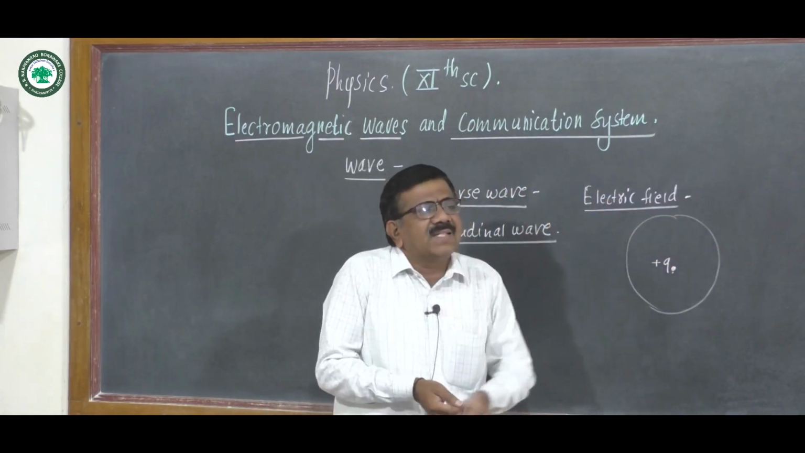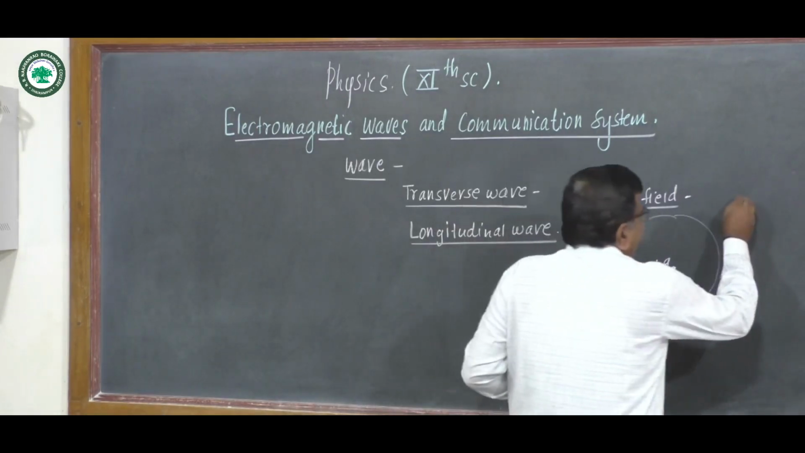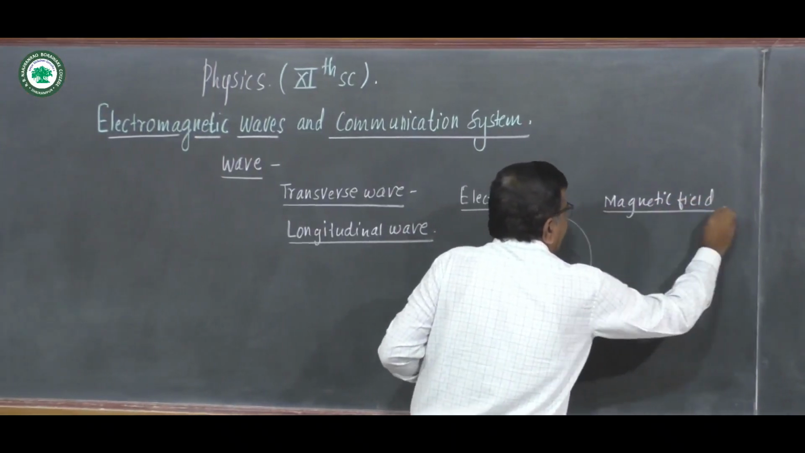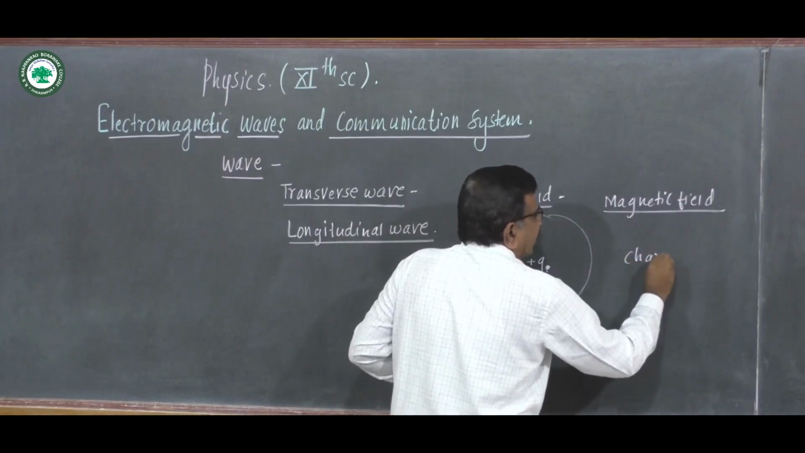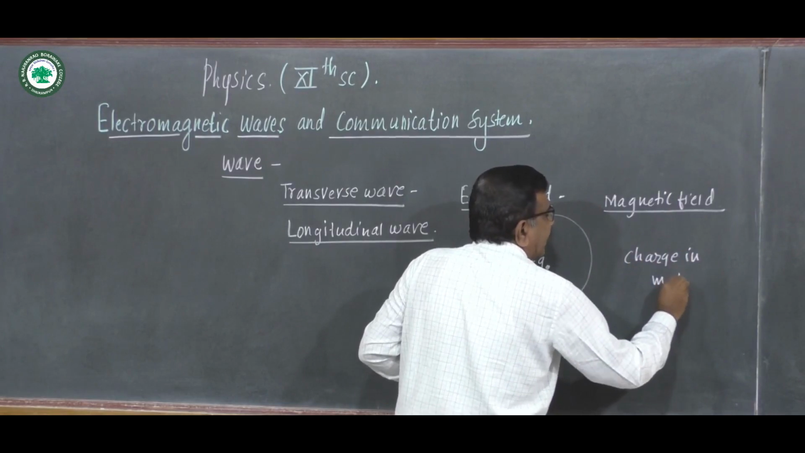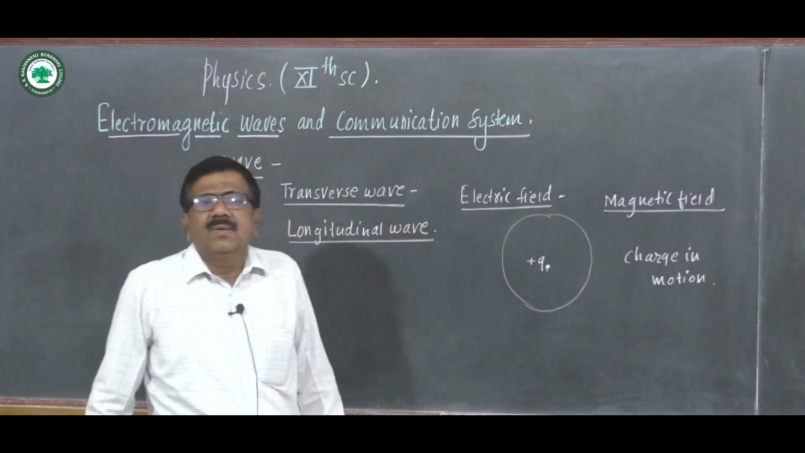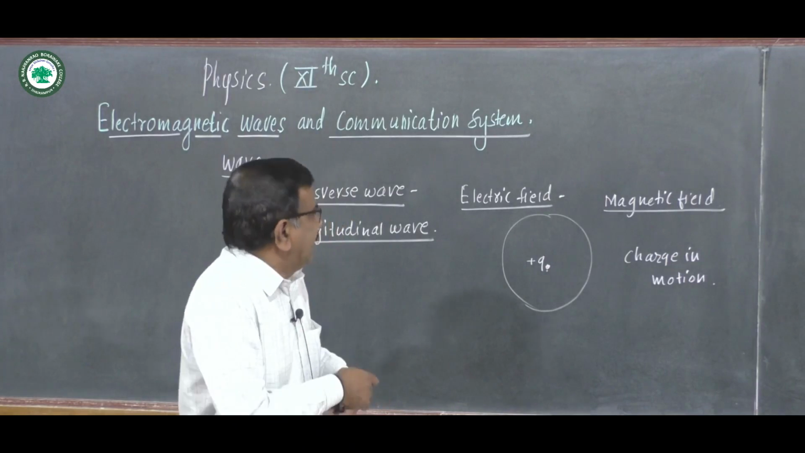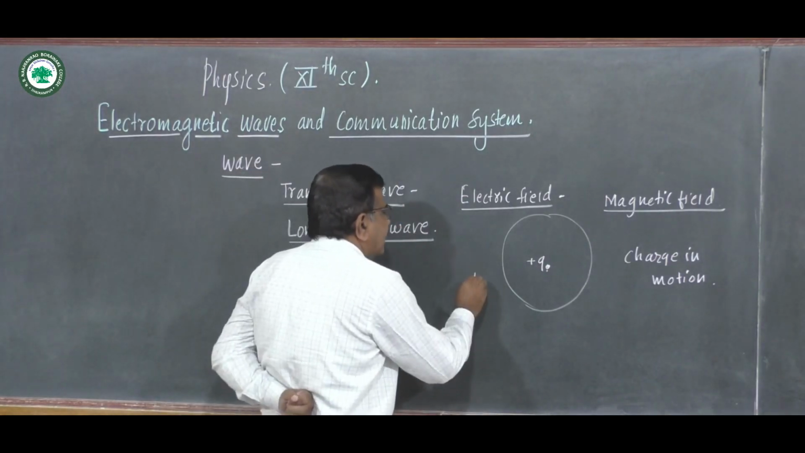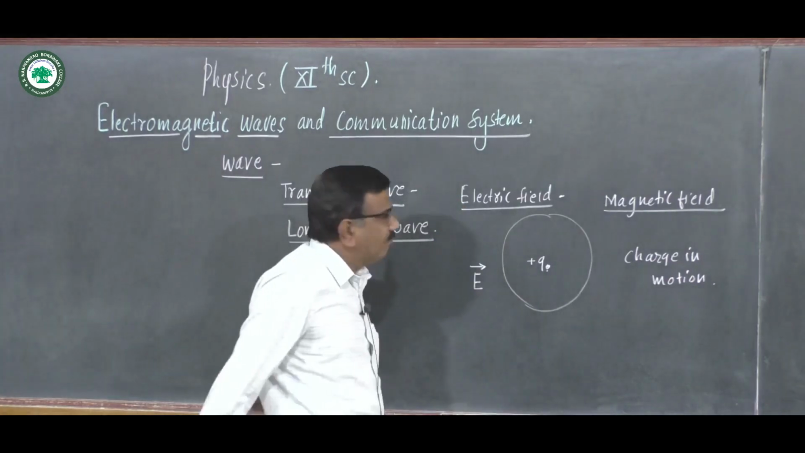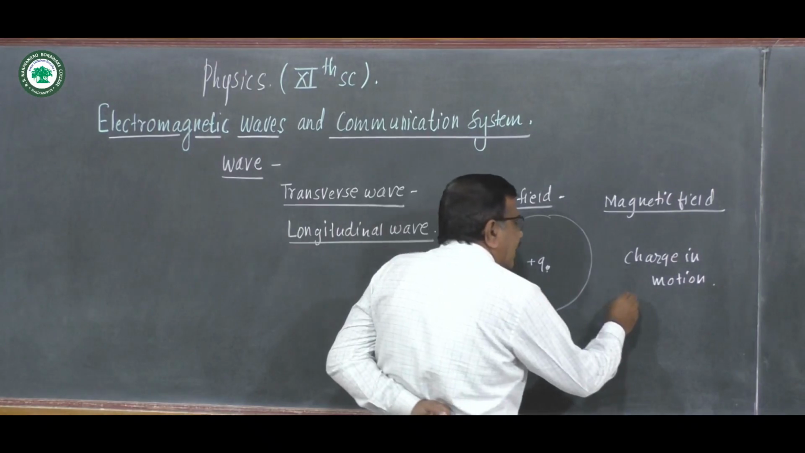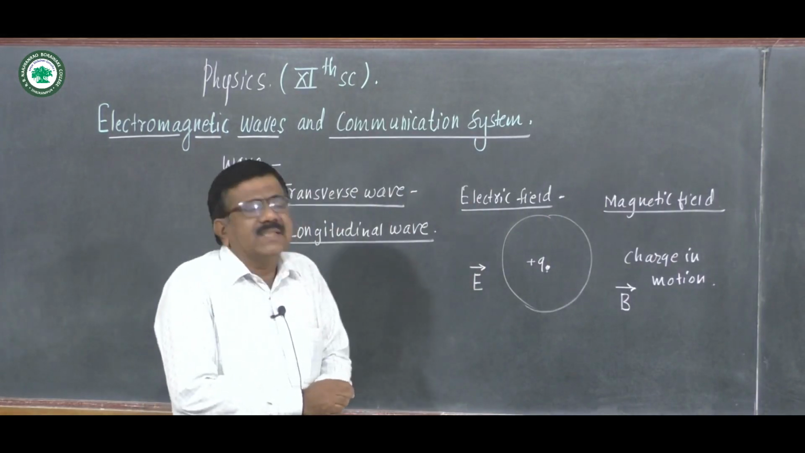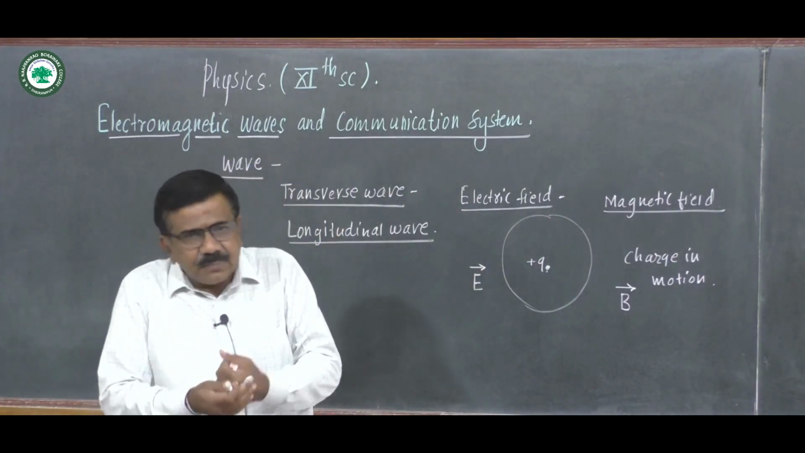Electric field is produced by the charge at rest, whereas magnetic field is produced by the charge in motion. Charge in motion, we call it a current. When current flows through a conductor, a magnetic field is produced around it, or a magnet also produces a magnetic field around it. The strength of the electric field is expressed in terms of electric intensity, and the strength of the magnetic field is expressed in terms of magnetic induction. So steady charge produces the electric field. If charge is in motion, it produces a magnetic field.